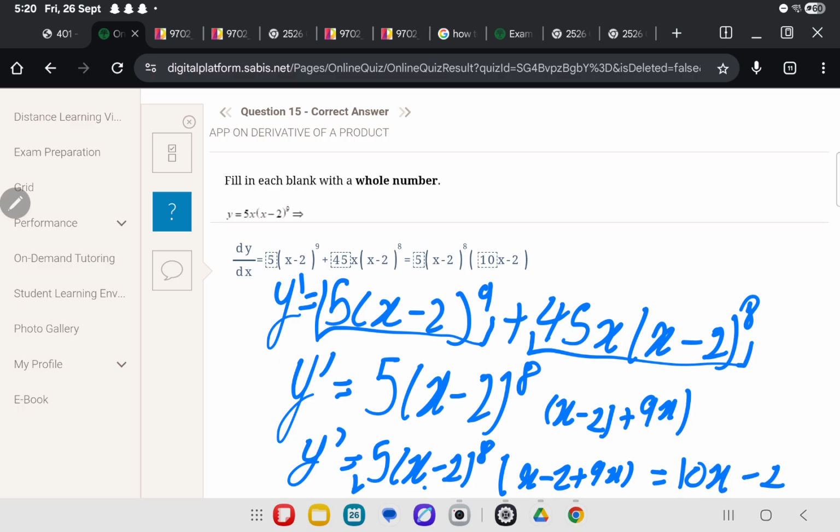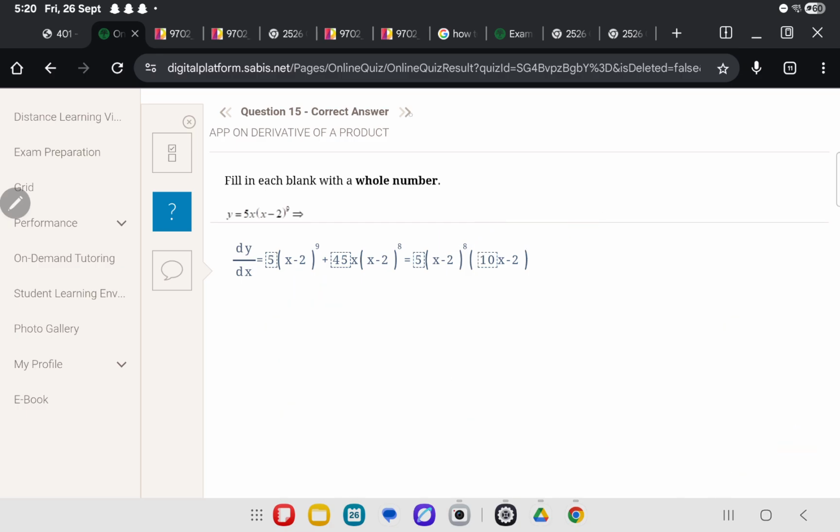Obviously, this gets copied over. So 5 into x minus 2 to the power of 8, done. Got it here. Now into 10x minus 2, done. Got it here. So, moving on to question 16.